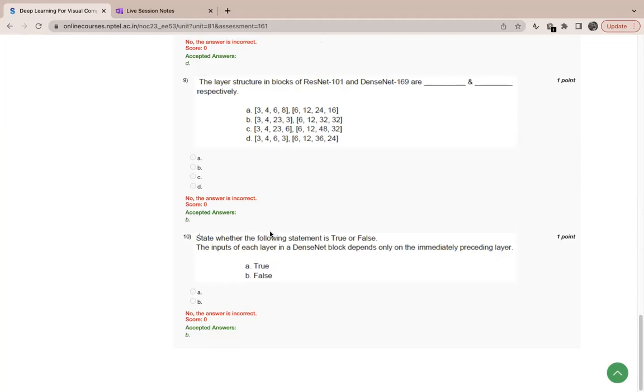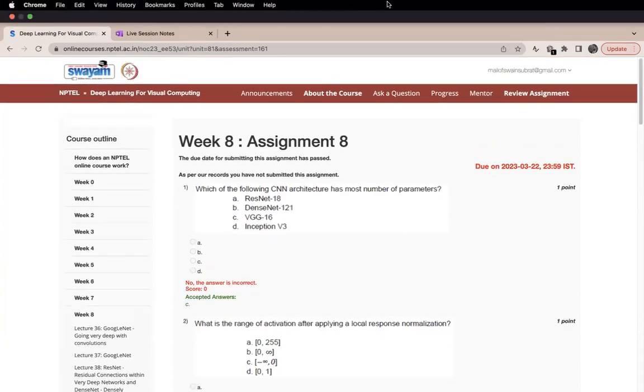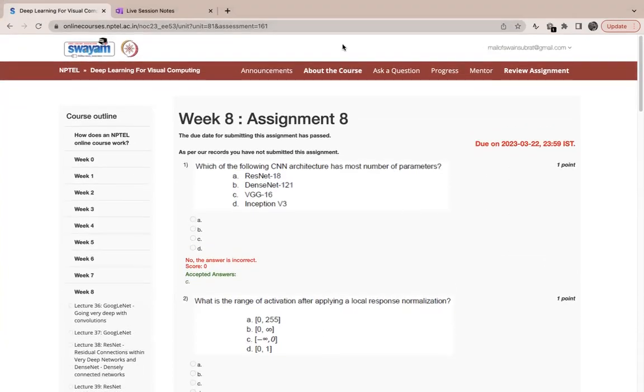Question number 10, state whether the following statement is true or false. The input of each layer in a DenseNet block depends only on the immediately preceding layer. The answer is false, because in DenseNet we take inputs not just from the immediate output of the previous layer, we take input from the prior layers. And it is a ResNet sort of arrangement that is going on here. So this concludes our assignment 8.2.